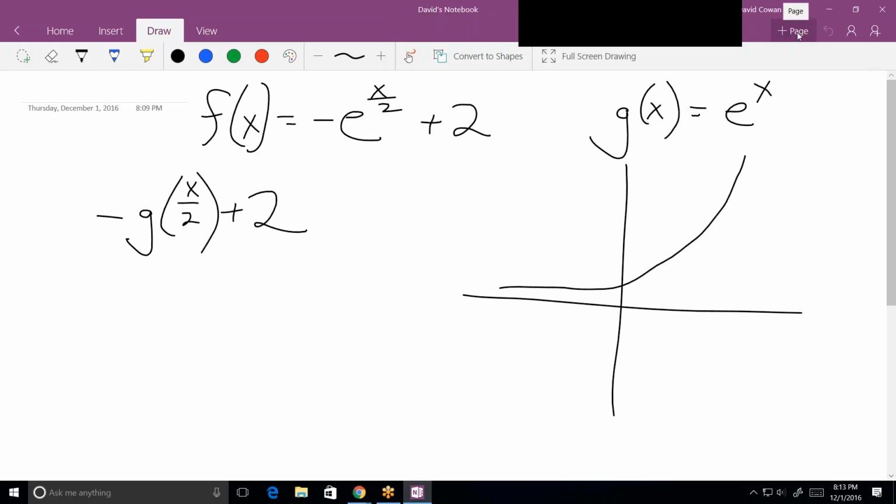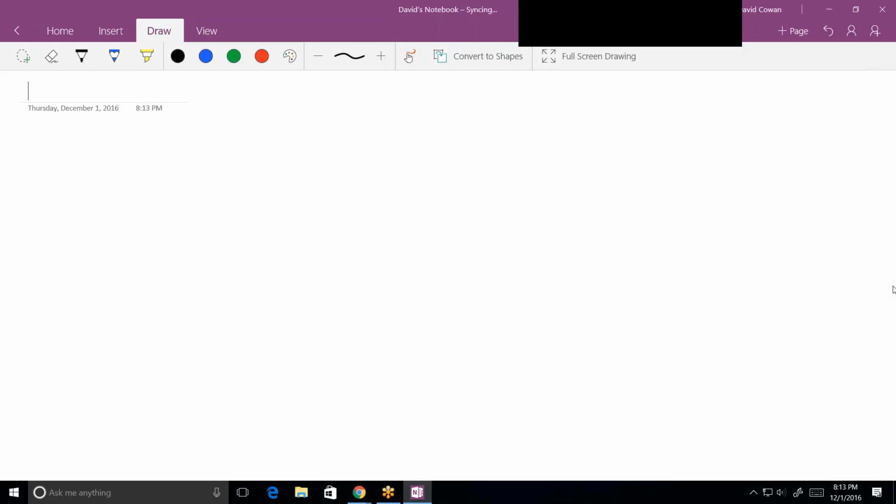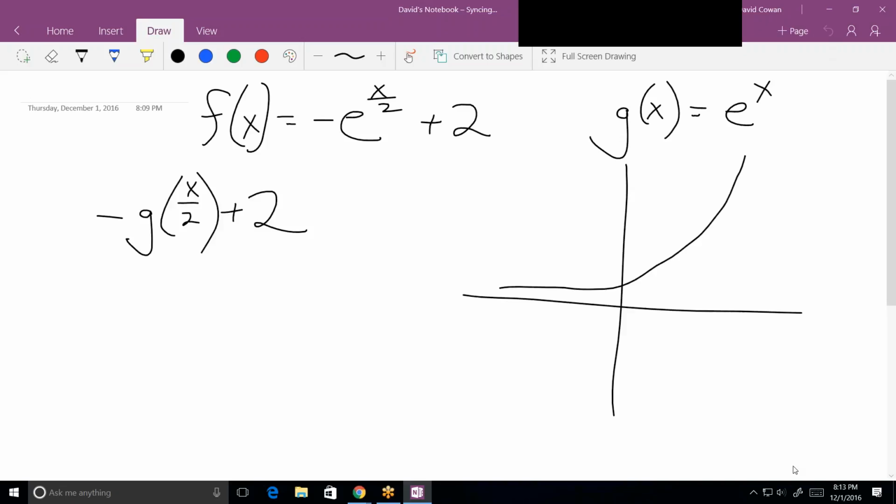What else? Did we answer everything on that? I don't think we did. No, not even close. Yeah, we didn't finish the problem. So the first thing you want to do is what? Graph the parent function. Okay, which we've done in black.